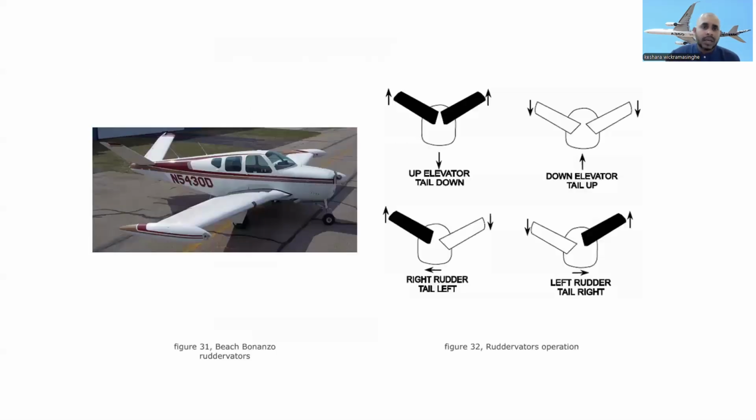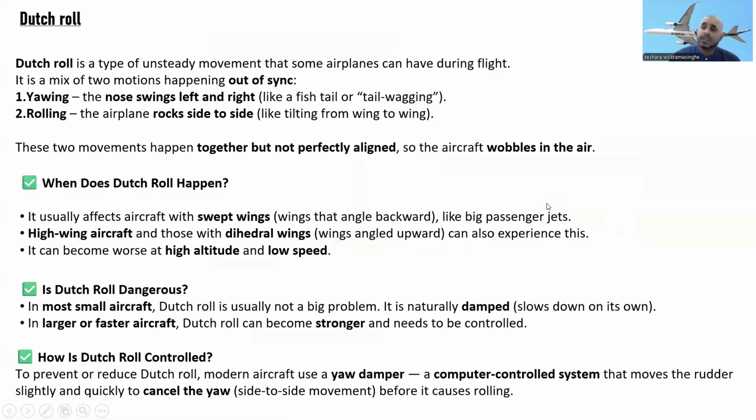These are called the ruddervators. You can say up elevator, tail down; down elevator, tail up; and right rudder, tail left. You can see this is the ruddervator operation. Let's go through it. Now let's go to the Dutch roll.